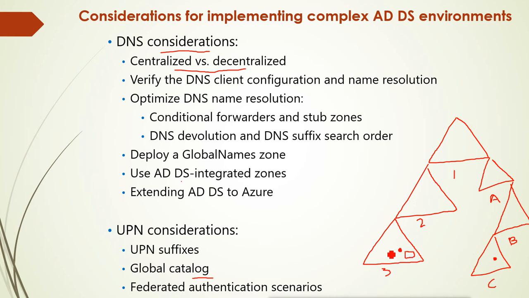Now the user account which we created here wants to log into this client machine. How will it log in? It will give the UPN suffix properly, because the account is not created under this domain. The account is here. So the user will give the user name, then @, and then its own domain name. That means this user is coming from A dot B dot C dot com.